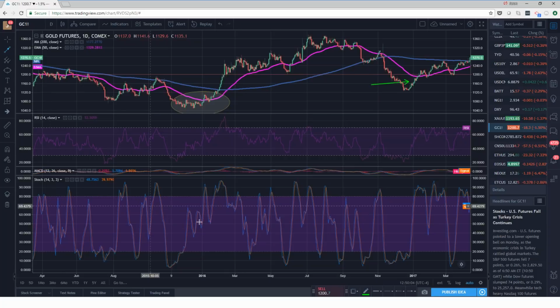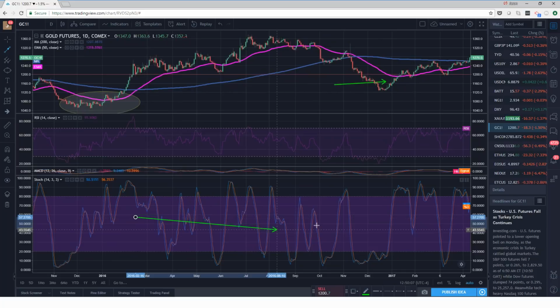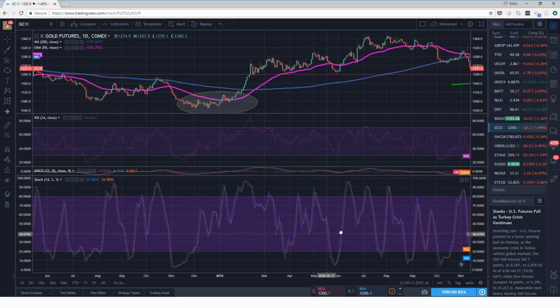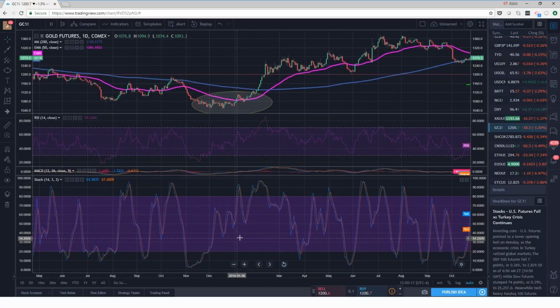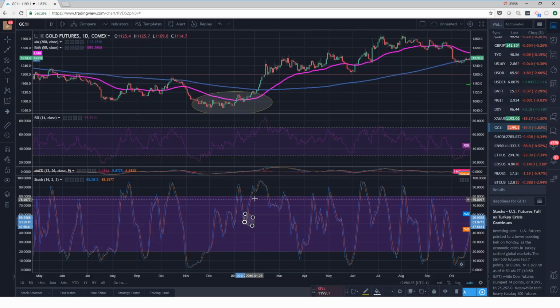So what you're looking for is a situation where the K crosses through the D. I'm trying to narrow this down. So here's a good one. Right here, and again, these move closely together. So please experiment with this on your favorite charting software. I'm using TradingView. But you can see the K crosses through the D here. You can see RSI starts to move higher. We move above the moving averages.